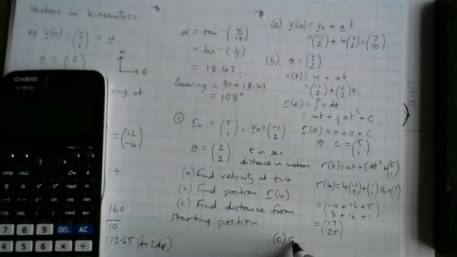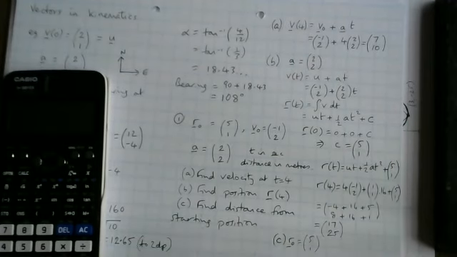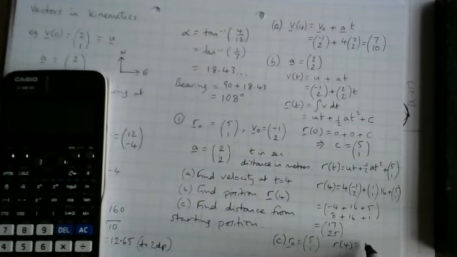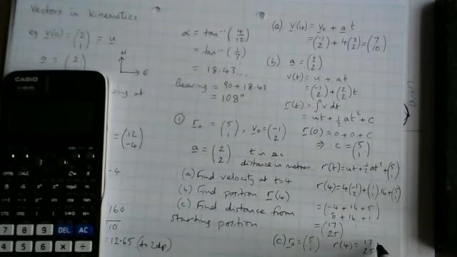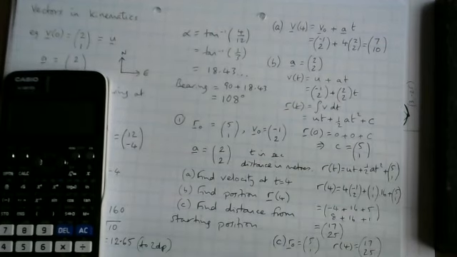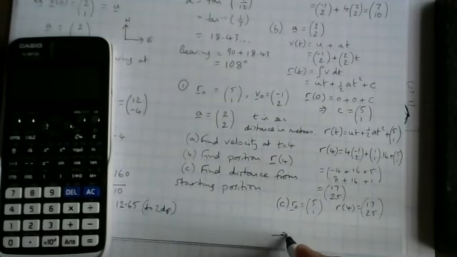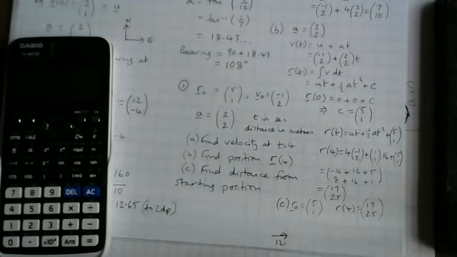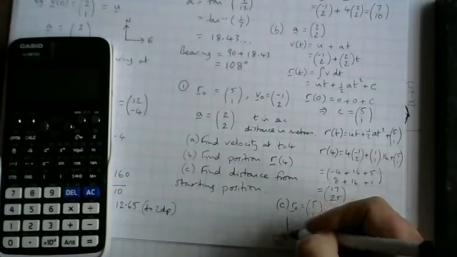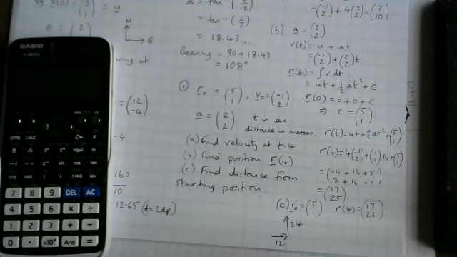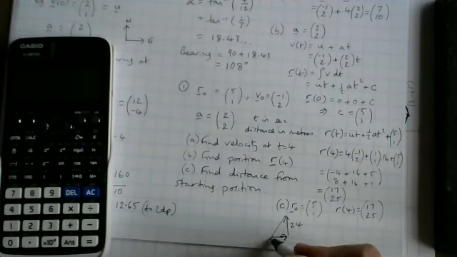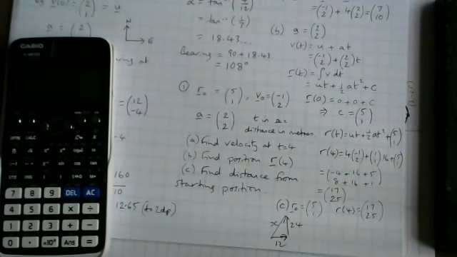Then part C, find the distance from starting position. So r0 was the starting position, and that was 5, 1. I am now at r4, which is 17, 25. And I've gone 12 in that direction, and 24 in that direction. The distance is that distance there, x.